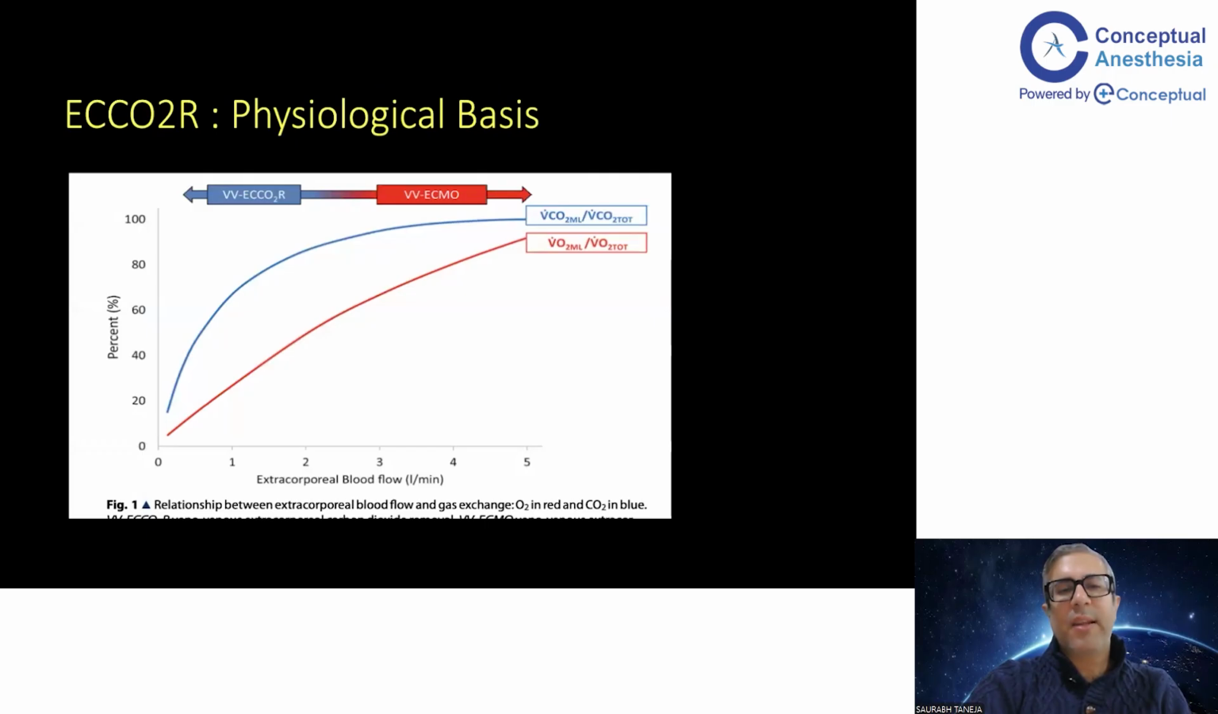This again tells you, if you can see on the x-axis is the extracorporeal blood flow. The blue one is the CO2 graph. So if you see the CO2 graph, if you have a blood flow around say 0.5 liters per minute, you effectively remove around 50% of the carbon dioxide that is there in the blood. But when you want to oxygenate such a patient, you will require up to 3 liters of blood flow to give some bit of oxygen. So that is why it shows that CO2 removal is a much more efficient process, because CO2 is much more diffusible.